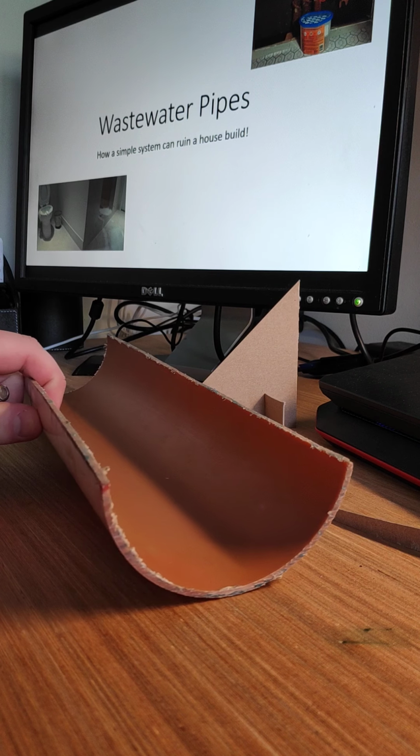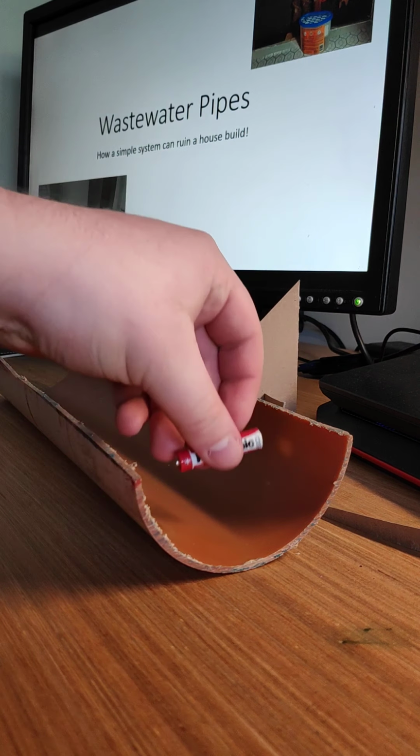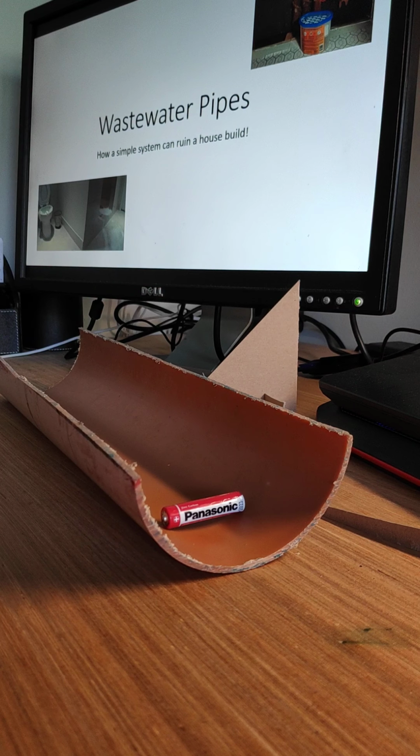So you can start off the lesson as a kind of control where you just have no slope, and you can tell that the battery is not going to move, it's not going to roll. And that's problematic for the wastewater pipe system, because you're going to have still water, solids aren't going to move, and it's going to be a disaster.